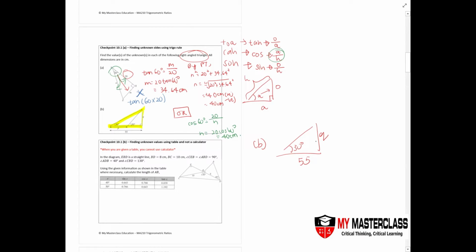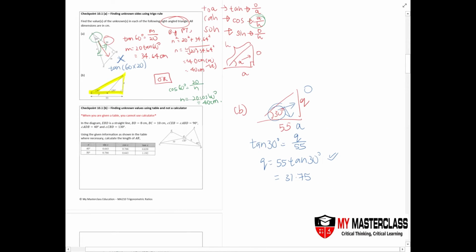Maybe let me erase this and highlight this in yellow. Remember what I mentioned to you: I'll circle this angle. This is opposite, this is your adjacent. So I'll apply tangent 30 equals Q over 55. So Q equals 55 tangent 30. Is it important for you to write this step? Very important. This is 1 mark worth. So 31.75.